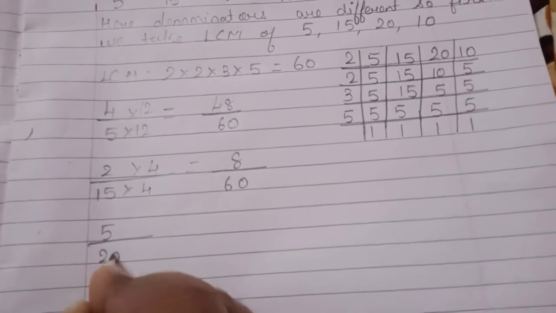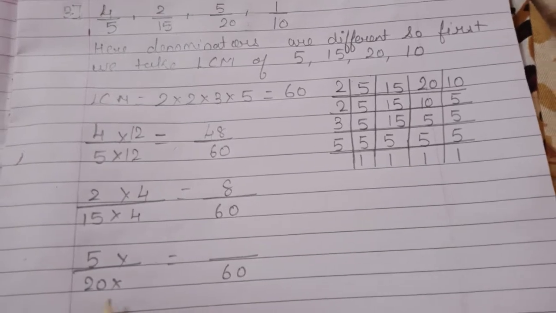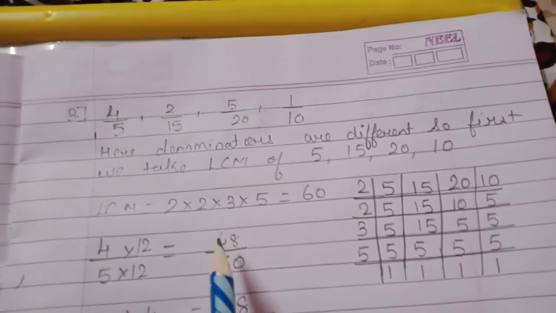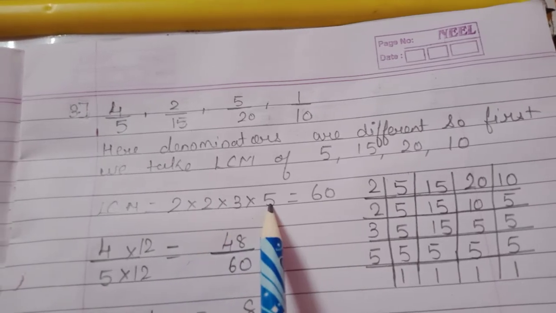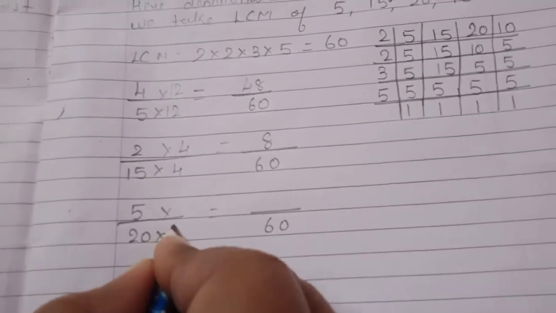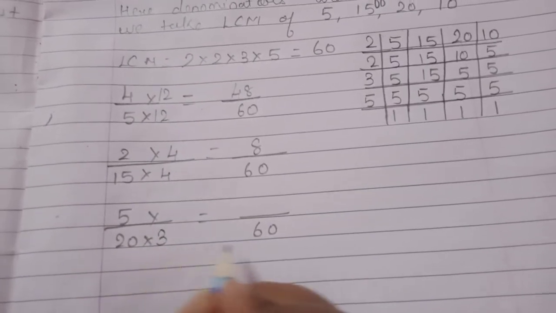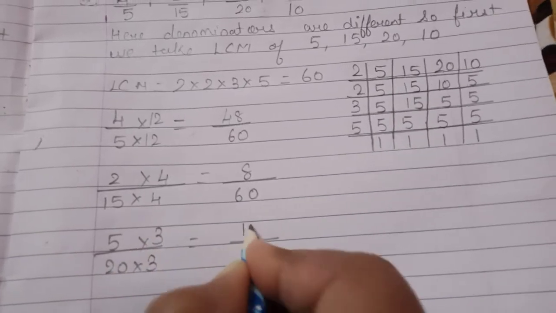The next fraction is 5 upon 20. So we want here the LCM 60. So here 20 is there. 2 2s are 4, 4 5s are 20. So which number is left? 3. So we will multiply here with 3. So 20 3s are 60. And with the numerator also 3. So 5 3s are 15.